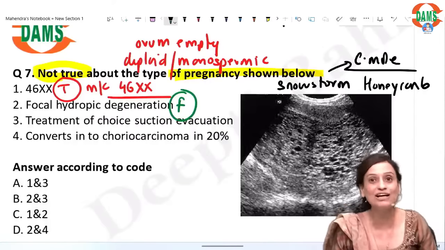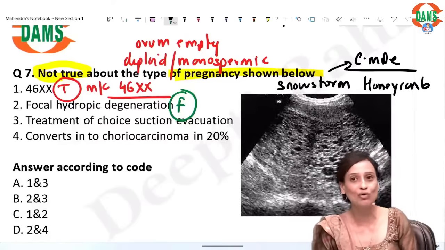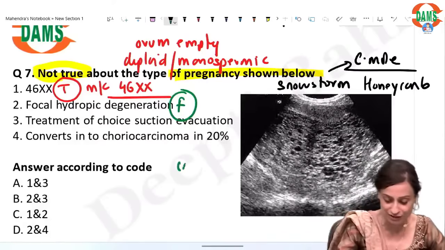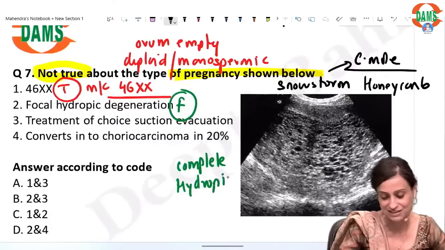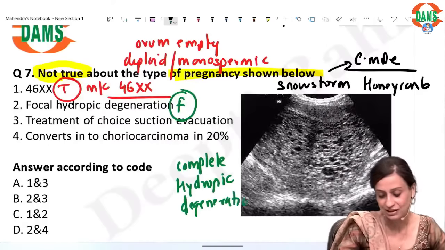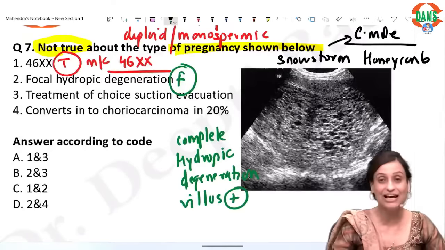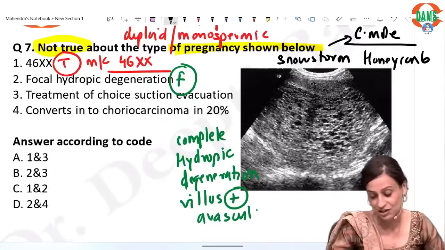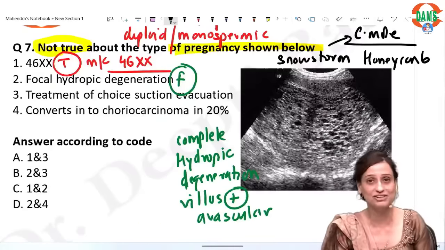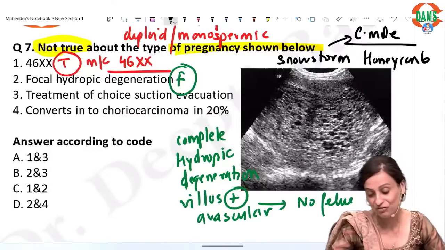This is a false statement. There is not a focal hydropic change. Focal hydropic change is a marker of partial mole. What do you see in complete mole? You have to see a complete hydropic degeneration of the placenta. And you also have to know that the placenta will definitely have villus. Villi formation is there, but these villi are avascular. So remember the histopathological findings. Please remember, because they are avascular, there is no fetus.